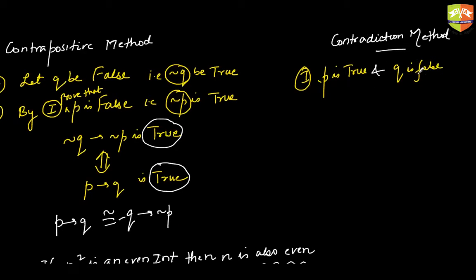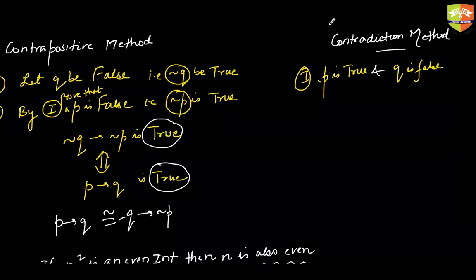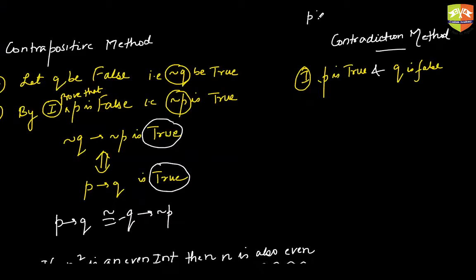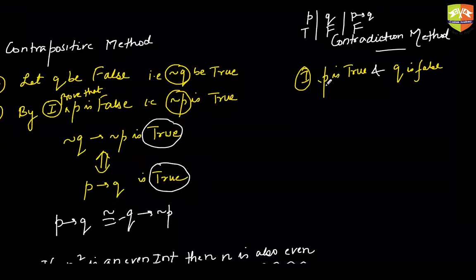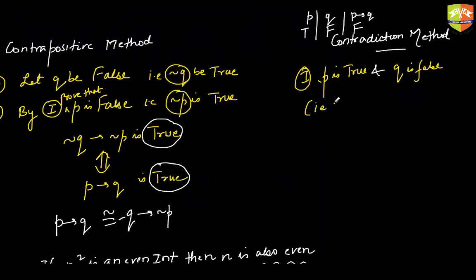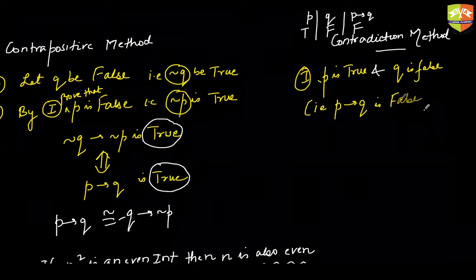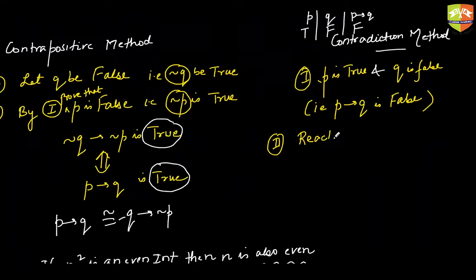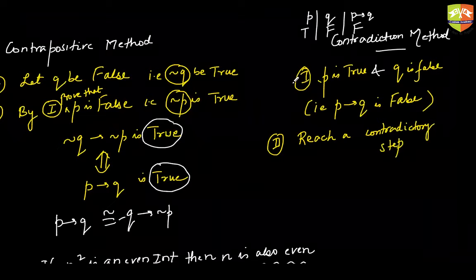See, this was the only condition when your if-then statement was false, right? Remember the truth table example: the husband gets a promotion, doesn't take his wife for the foreign trip, the Singapore trip. This was the only situation when your if-then was false. So I've assumed that P is true and Q is false. That means I have assumed that the statement is false. And then I reach a contradictory step. That means this is not true.